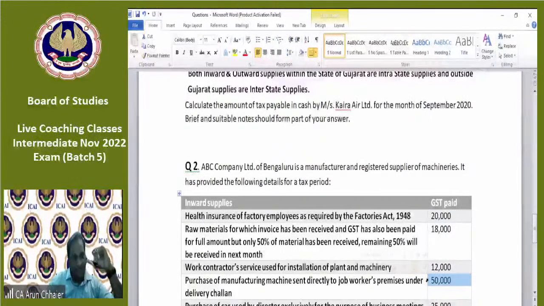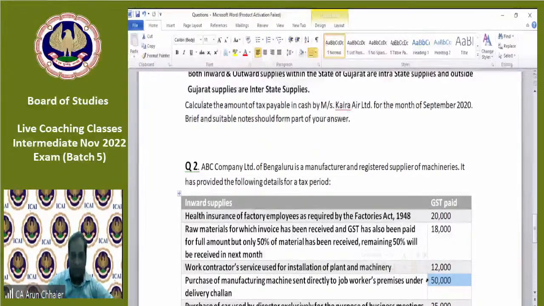So the answer is ITC available. The reasoning is section 19 subsection 2: even if the goods are directly sent to the job worker without being received by the principal. Section 19 subsection 2, notwithstanding anything contained in section 16 subsection 2, says that ITC would be available to the principal even if the goods are directly sent from supplier to the job worker.